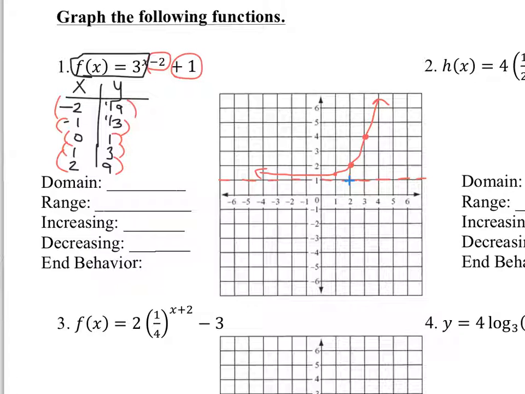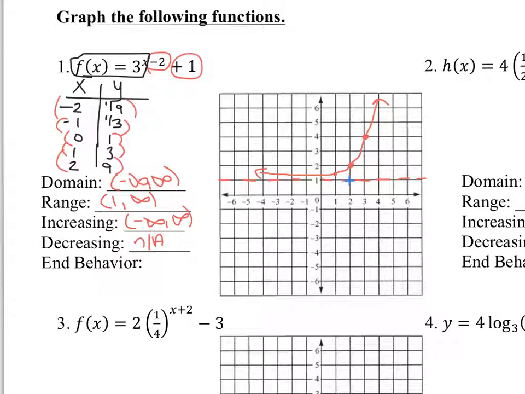And then I'm going to connect my dots. So now if I go through and I do domain and range and increasing, decreasing, domain is all real numbers, so -infinity to +infinity. Range is 1 to infinity. It's increasing from -infinity to +infinity. Since it's increasing, that means it's not decreasing.